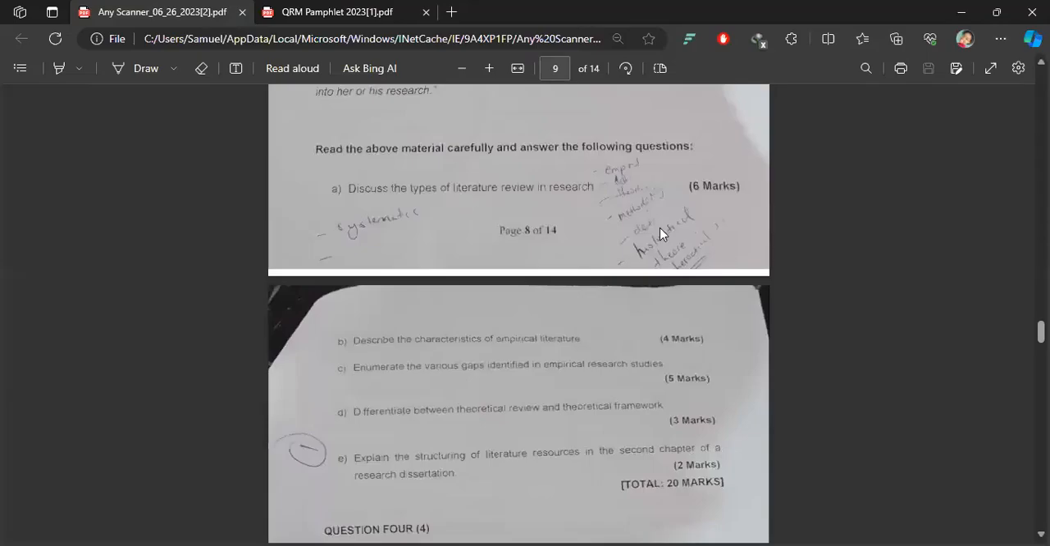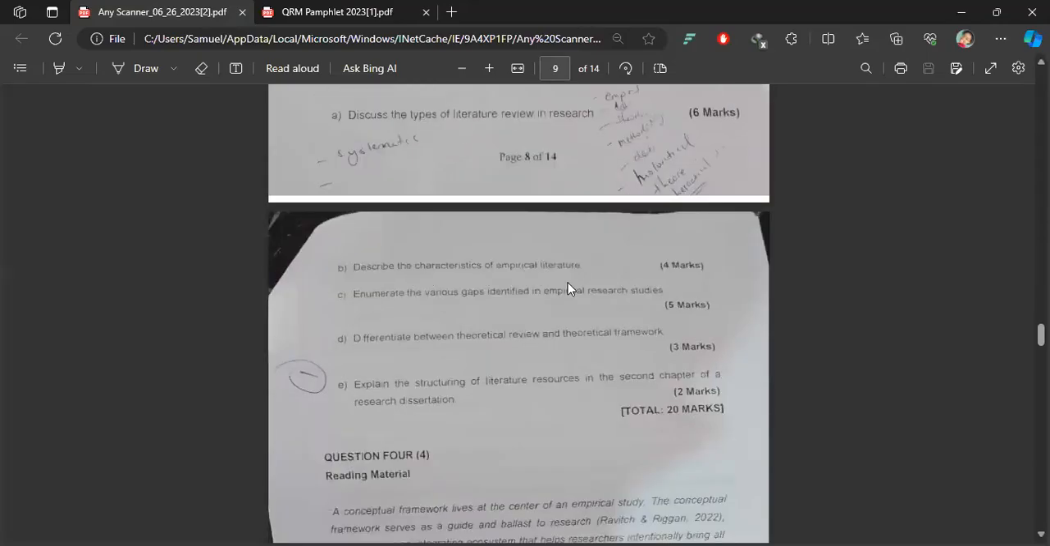I'll quickly delve into it, because what we're trying to look at right now is this question: discuss the types and describe the characteristics of empirical, enumerate the various gaps identified in empirical, differentiate between theoretical review and theoretical framework, and then we've got the structuring of literature resources in the second chapter of the research dissertation. Okay. All right. So this is what we're basically looking for. And we get 10 marks for this. I feel this is really, really simple. If I were you and I looked at this, I would definitely pick it up.